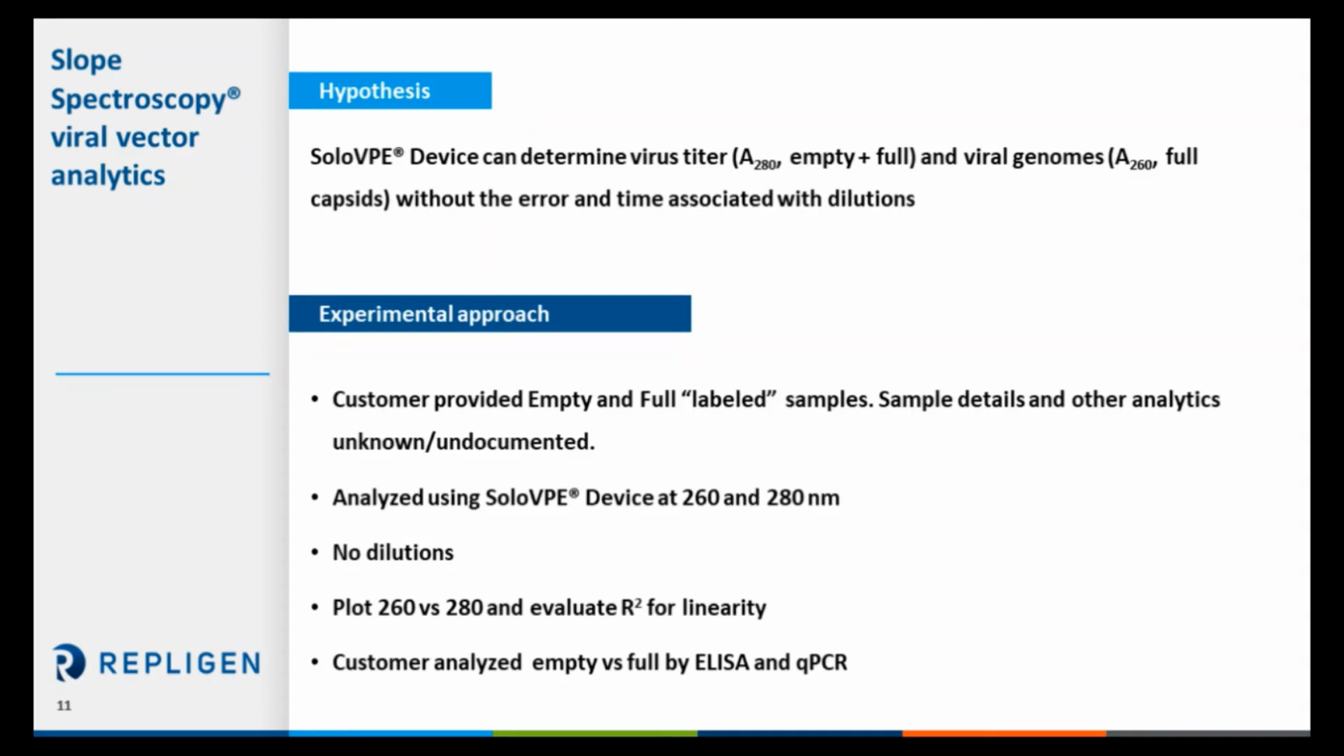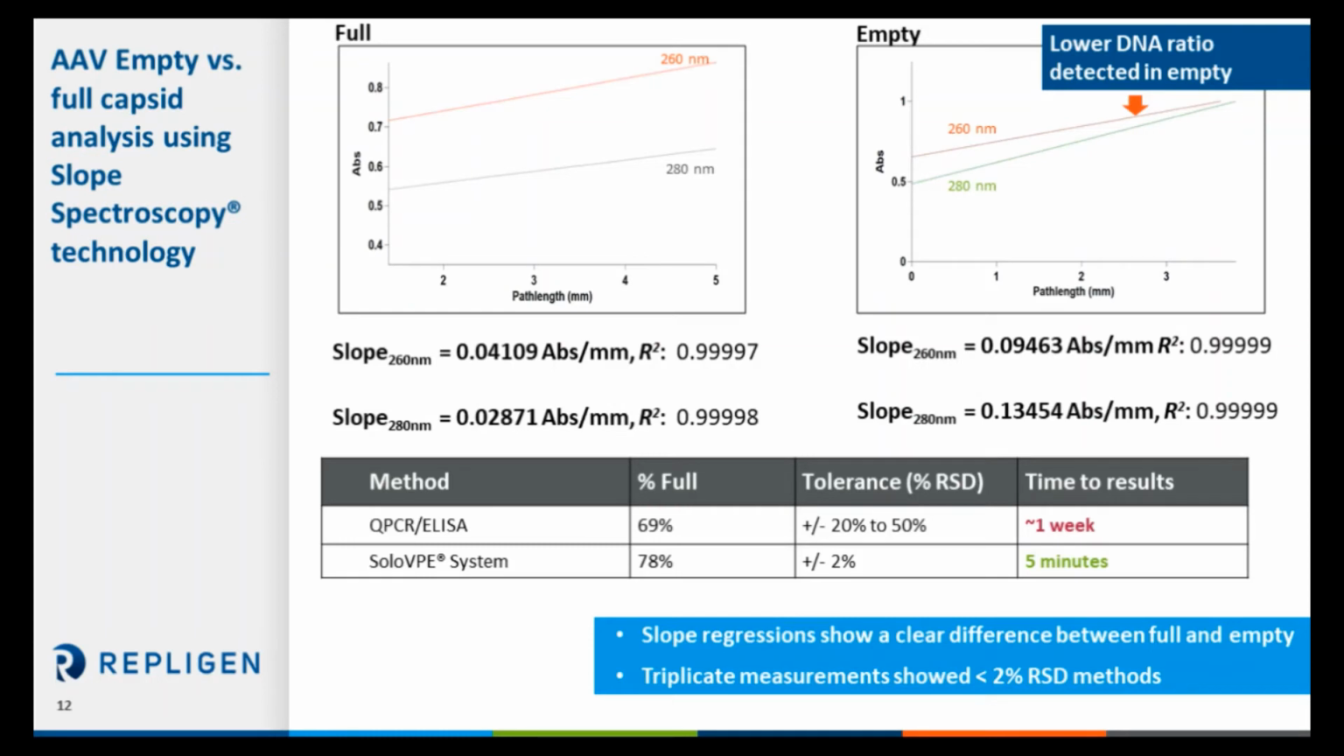So what we wanted to establish, most importantly, is can the SoloVPE distinguish, using slope regressions, differences between empty and full capsids? So we worked with a particular customer that provided us empty and full labeled material. This was done on AAV samples, and we analyzed the samples at 280 and 260, no dilutions. We had excellent linearity, and we are comparing the results of this by full ELISA and qPCR. And here was the result of that data.